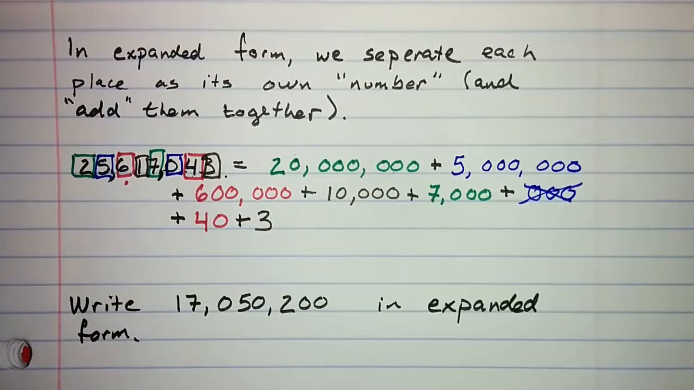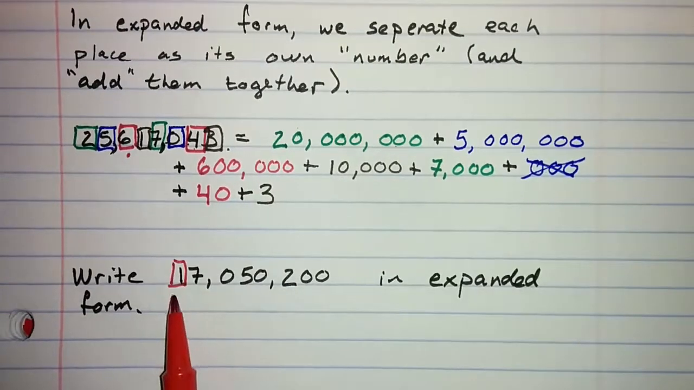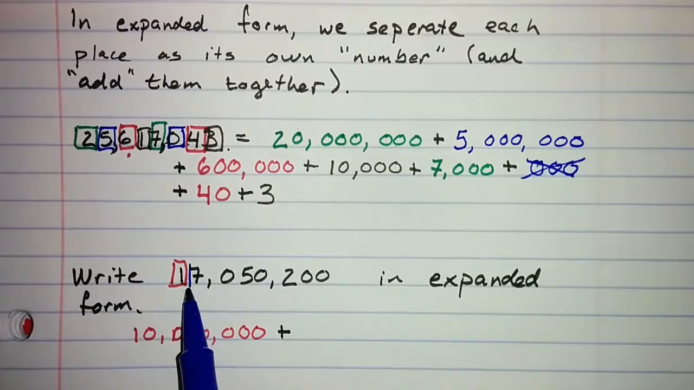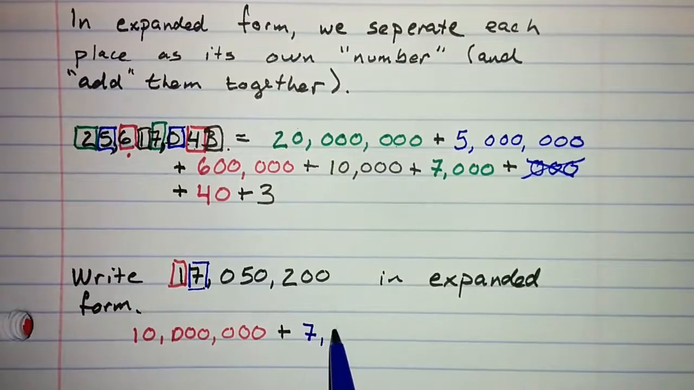Okay, what do we see? Well, let's see. Units, thousands, millions. This number is 17,050,200. All right. So we have a 1 in the 10 millions place. So that'll be 10 million. We have a 7 in the millions place. So that'll be 7 million.